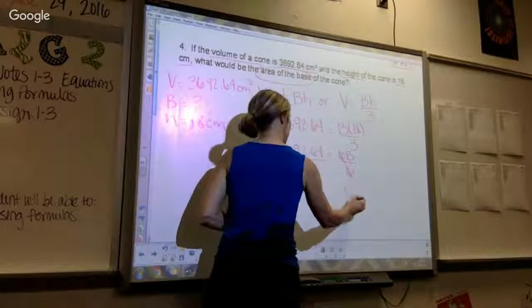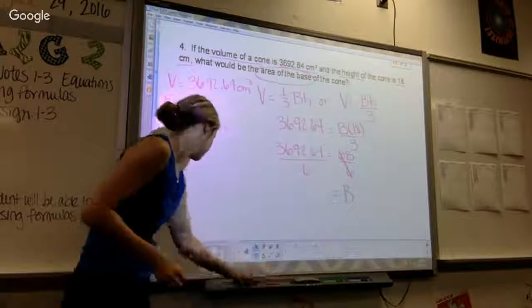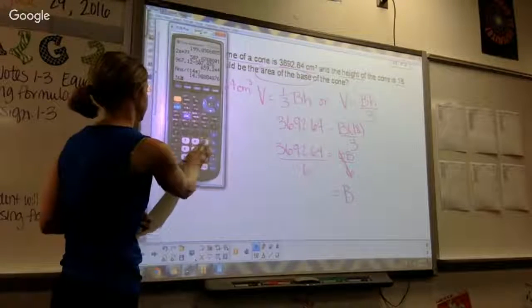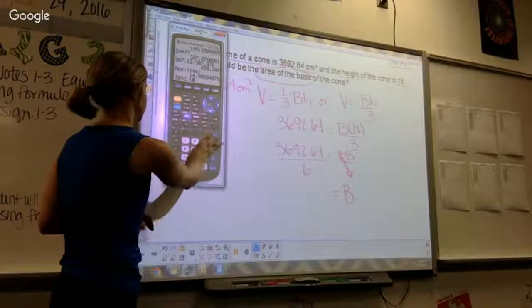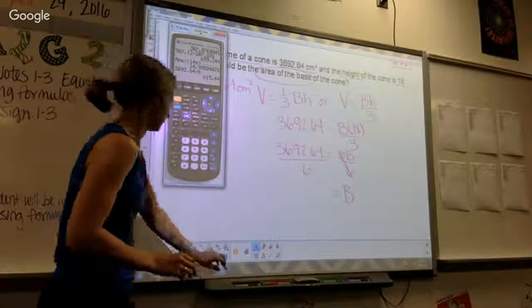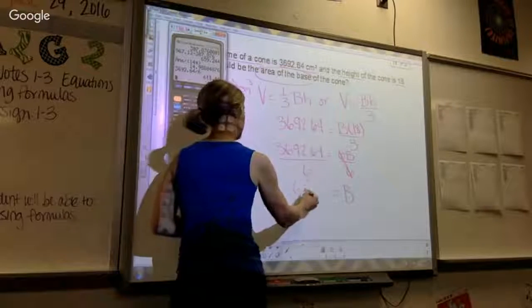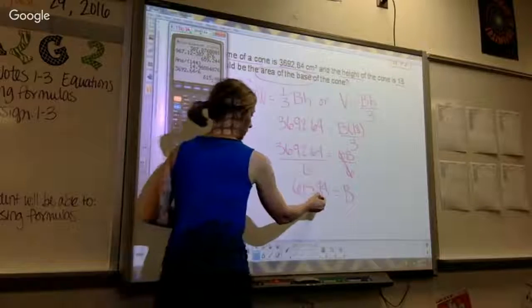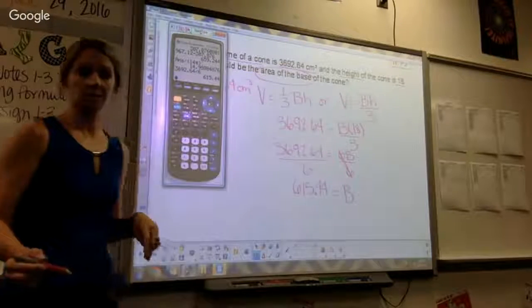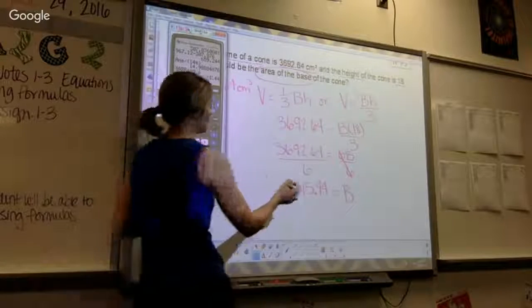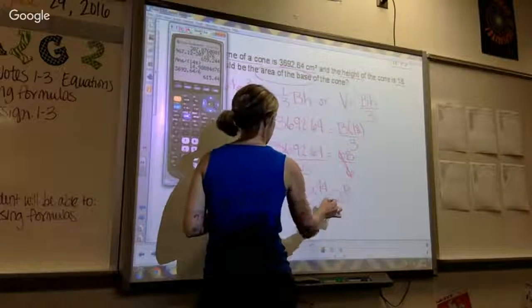So the area of the base equals 615. Now remember, big B is the area of the base. So area, make sure you do your units squared. So that would be centimeters squared.